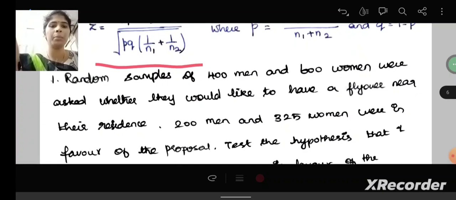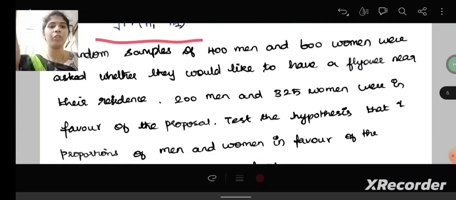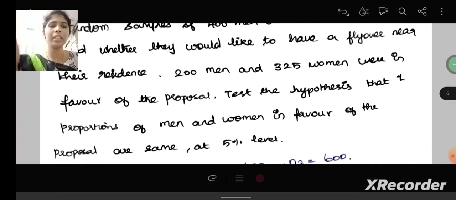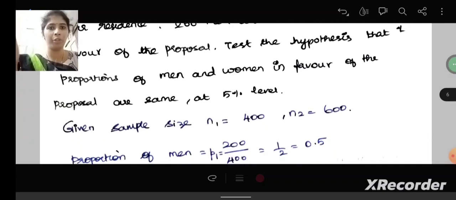Here the problem is: a random sample of 400 men and 600 women were asked whether they would like to have a flyover near their residence. Of those, 200 men and 325 women were in favor of the proposal, that is, they accept the flyover near their residence. Now we are going to test the hypothesis that the proportions of men and women in favor of the proposal are the same at 5% level of significance.